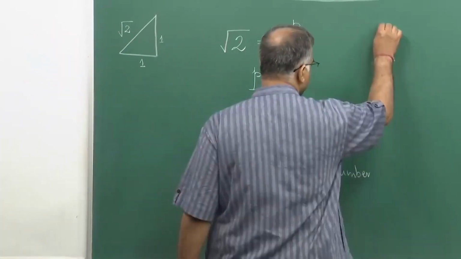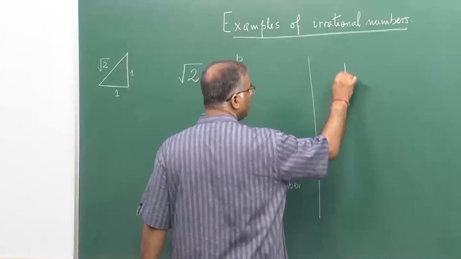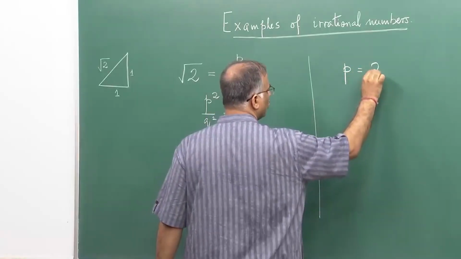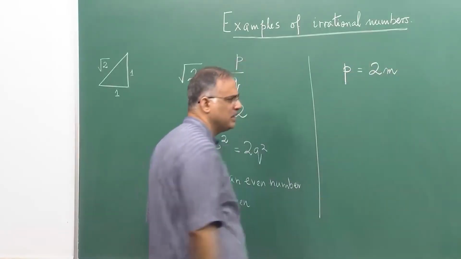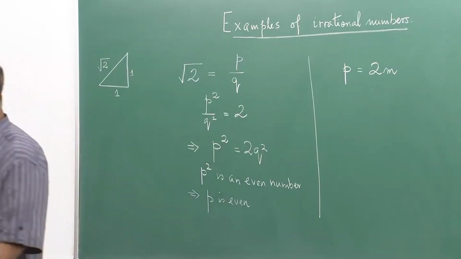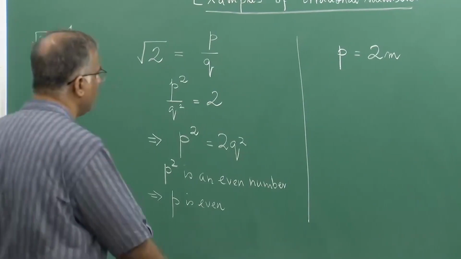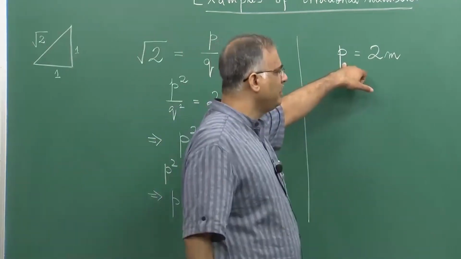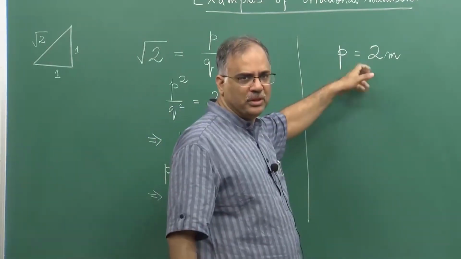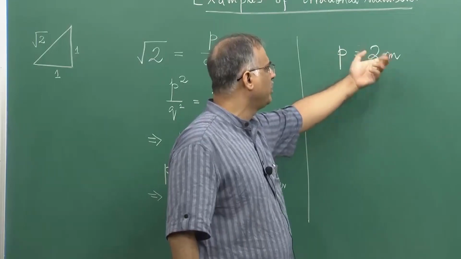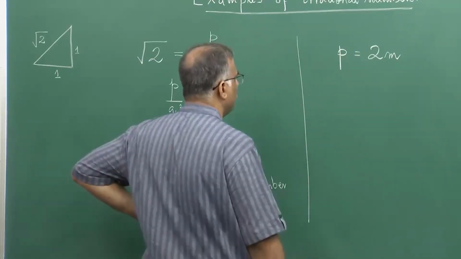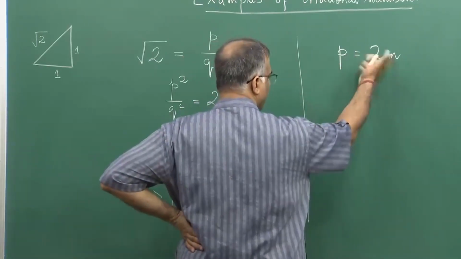So, if p is even, we can write p as twice of some quantity m, because any even number can be written as 2 times m, where m is some number. If it is an even number, it is always divisible by 2. So, p must be expressed as twice of some number, that is, m is the quotient when you divide p by 2.